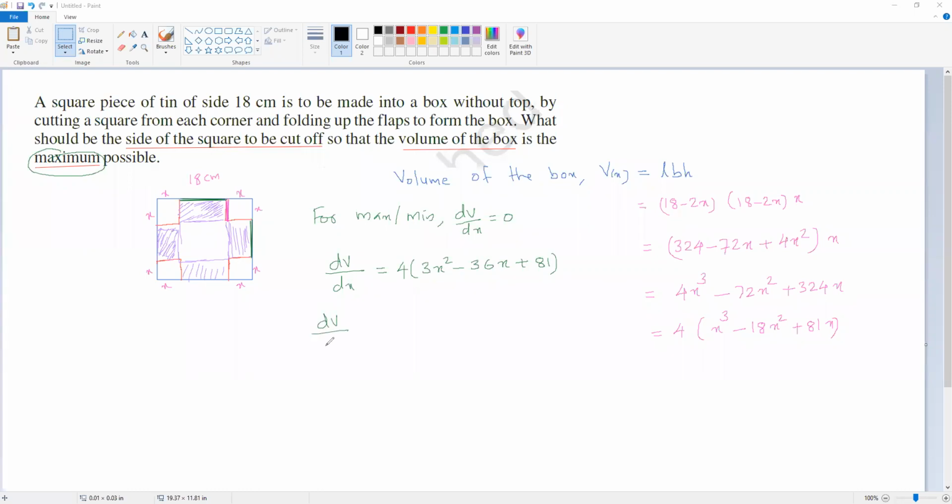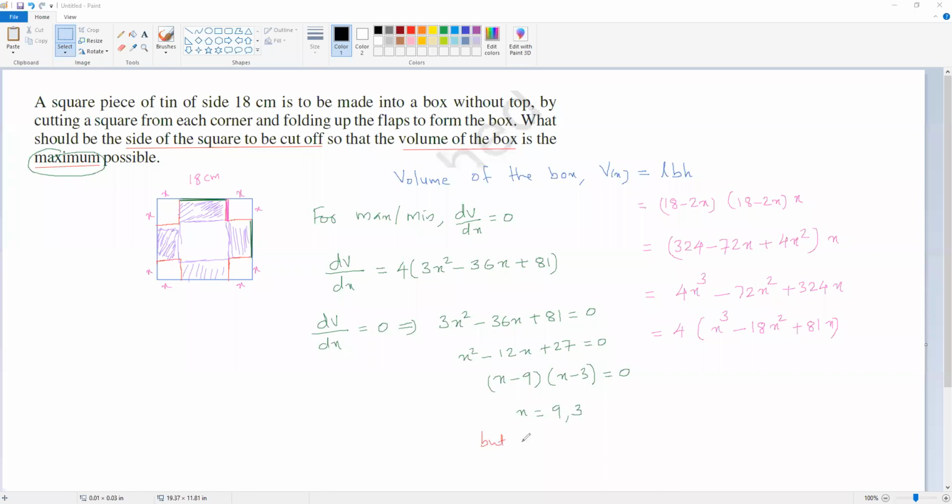Now dv by dx is equal to 0 implies 4 into that expression is equal to 0, but 4 cannot be 0. That means 3x square minus 36x plus 81 is equal to 0. I think you can divide with the 3 also. x square minus 12x plus 27 is equal to 0. That means you have to factorize it. Two numbers, you have to find the product is 27 and sum is minus 12. So minus 3 and minus 9. So x is equal to 9 comma 3. So you got 2 points.